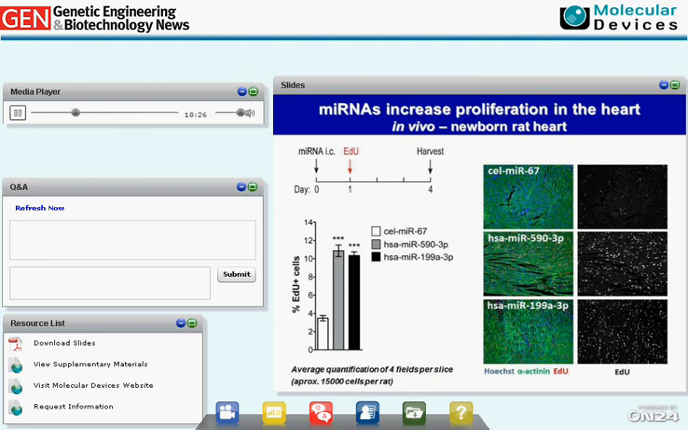As you can see here, the quantification is on the left-hand side, and then you can see some representative images on the right-hand side. Treatment of these hearts with the microRNAs in vivo led again to a very significant increase in the number of cells incorporating EdU, so cells that are proliferating.